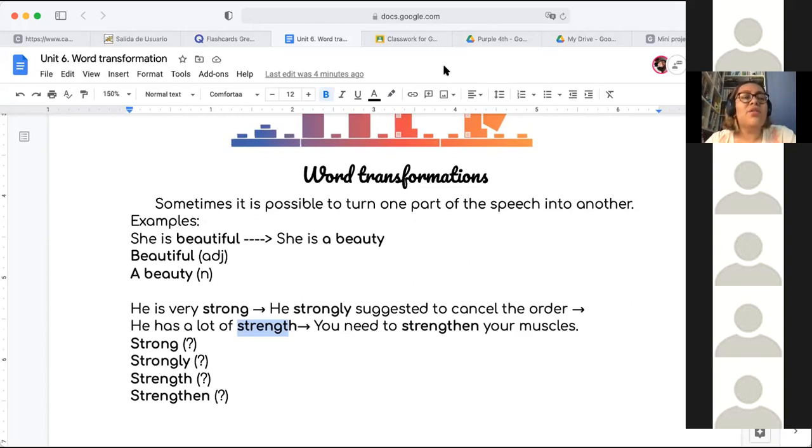So in this case, strong, what part of the speech is strong? Adjective. It is an adjective, very obvious, right? So he's really strong, she's really strong. The baby has a really strong set of lungs. Es algo que usualmente decimos, qué par de pulmones, all right? A really strong set of lungs, okay? Strongly. What is strongly? What part of speech? Adverb, all right? And in this case, I want you to analyze the example with strongly. He strongly suggested to cancel the order, all right?